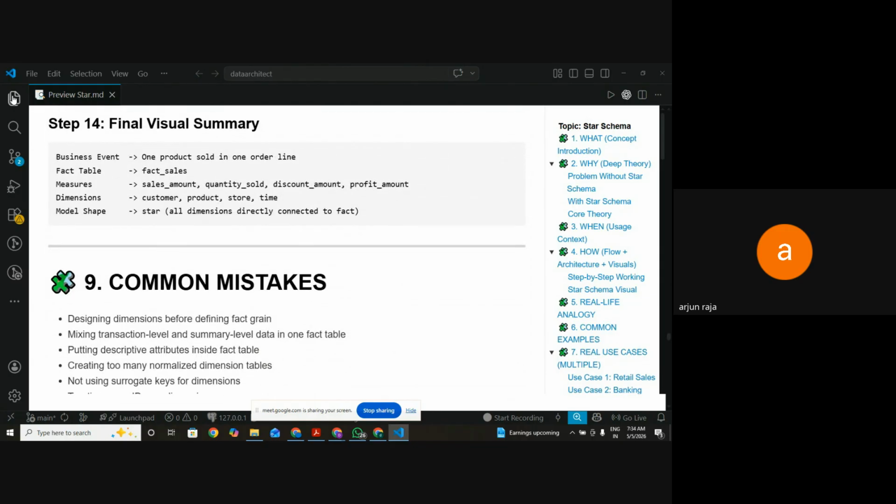Business event: one product sold in one order line. Fact table measures: sales amount, quantity sold, discount amount, profit amount. Customers, products, stores, times are the dimensions. Model shape: star. All dimensions directly connected to the fact table.